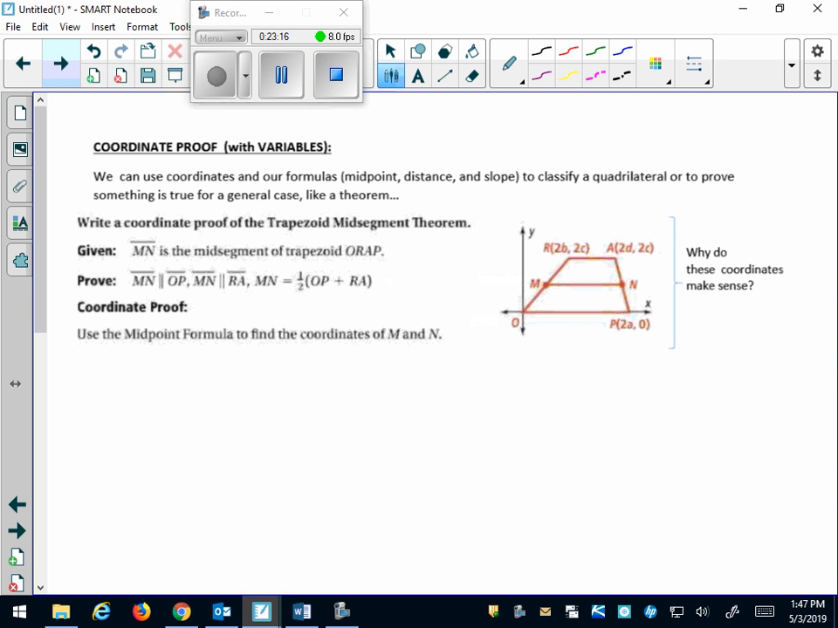All right, so we're ready to actually write a coordinate proof. We're using a coordinate proof to prove something like a theorem or whatever, just like we used other proofs. But this does not look like the other proofs that we've done. We are going to prove the trapezoid mid-segment theorem. Well, the trapezoid mid-segment theorem said, if you join the midpoints of the two legs of a trapezoid, that's called the mid-segment. What were the two things that were true?